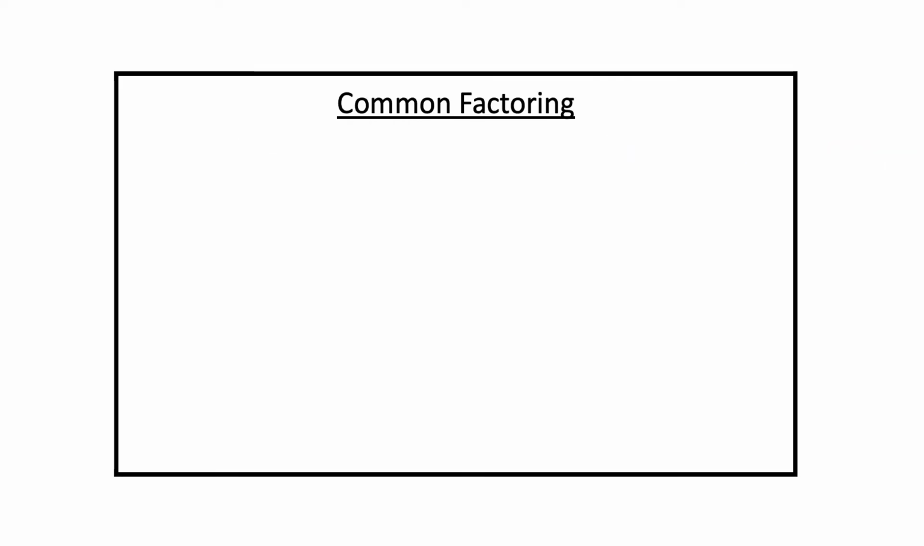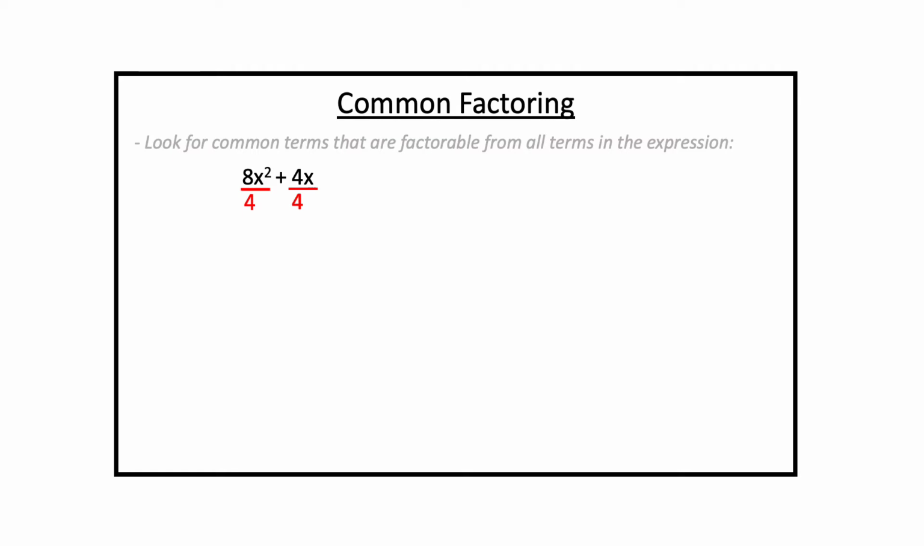The first type of factoring is called common factoring, and this should always be the first step of any factoring problem. Basically, what you do is you look for common terms that are factorable from all terms in your expression. So, for example here, we can see that both from 8x squared and from 4x, we can divide out a 4, as well as divide out an x. And what we're left with is 4x multiplied by 4x plus 1.